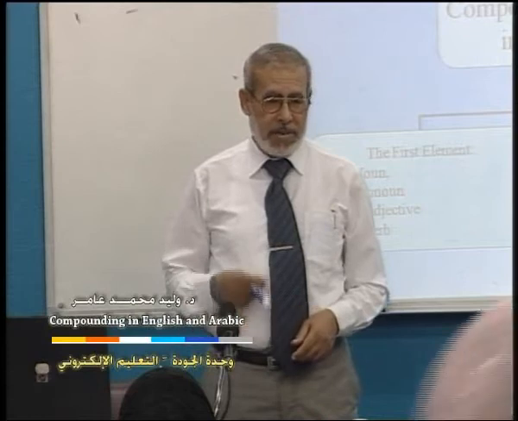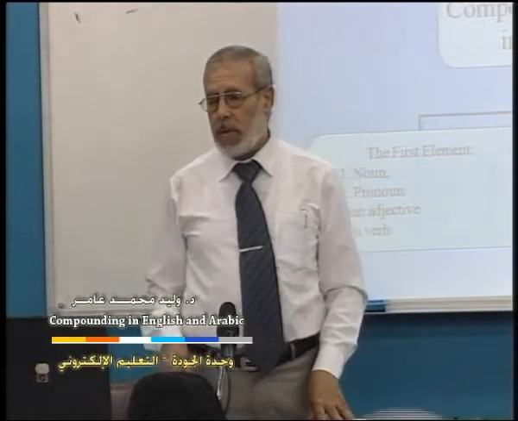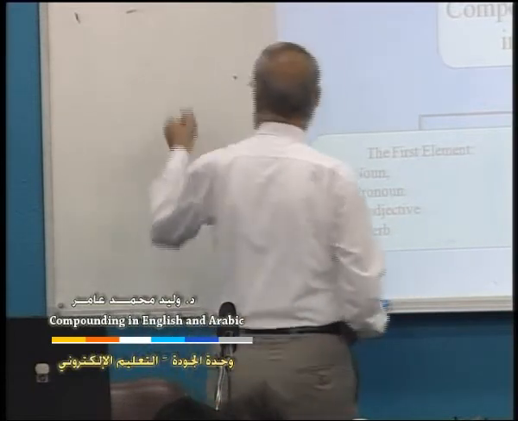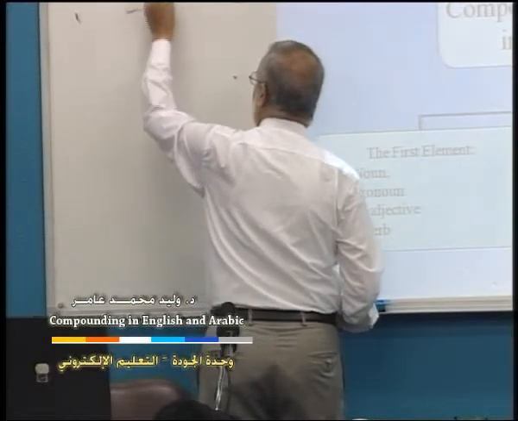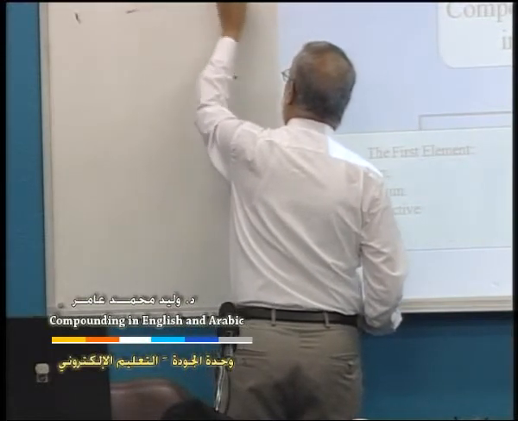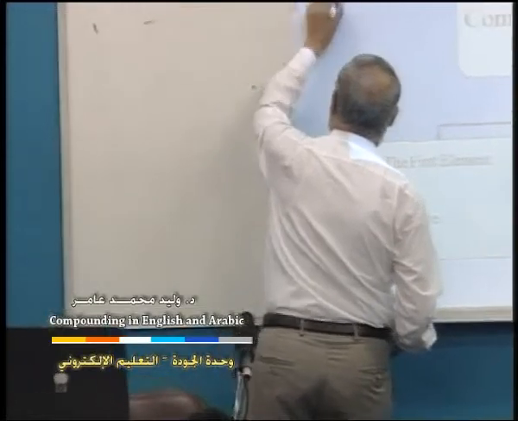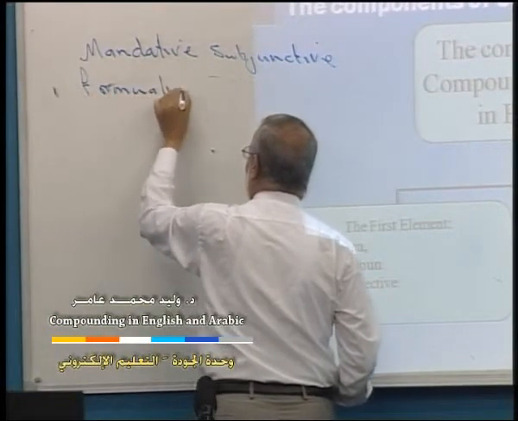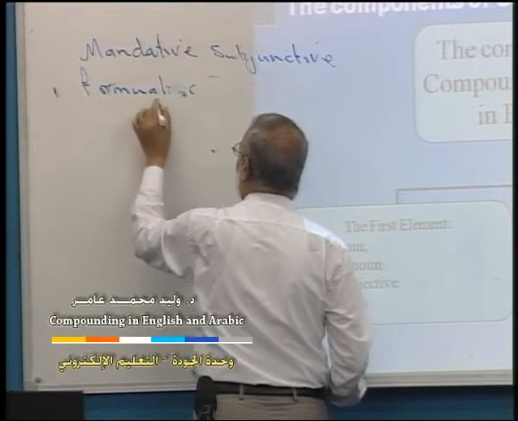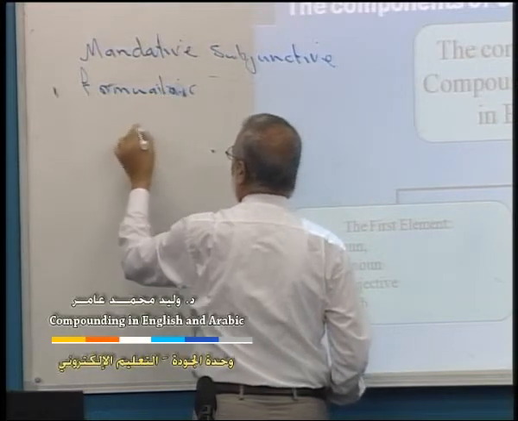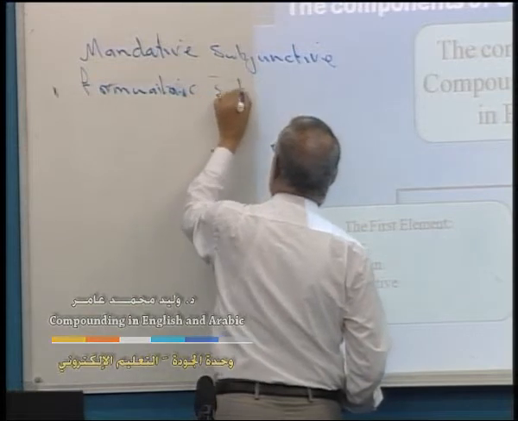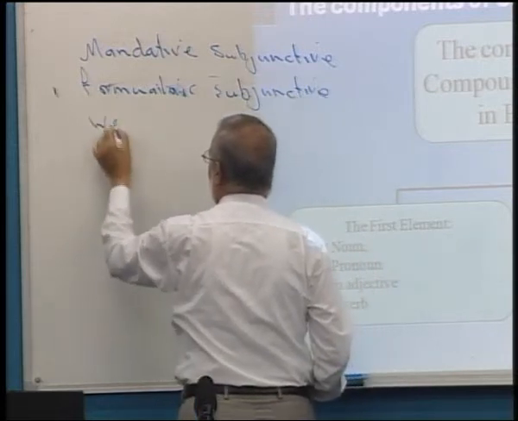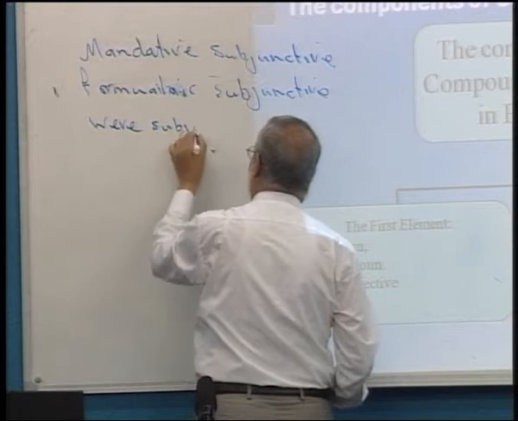We spoke about mood, the subjunctive mood, and we divided it into three types: mandative subjunctive, formulaic subjunctive, and the third subjunctive type.